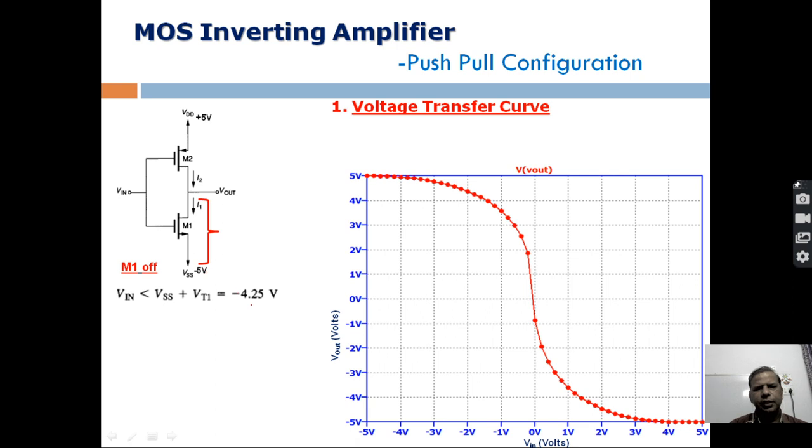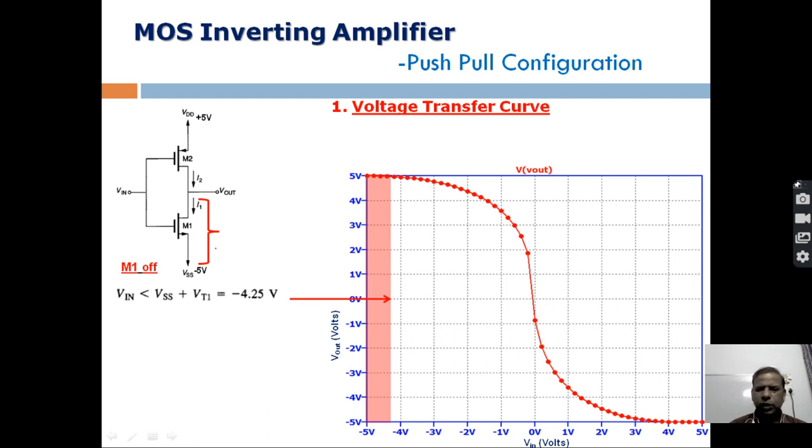So if we indicate this input voltage here, it will be somewhere here, right? And this portion is indicated here. So this is 4.25. Somewhere here there is 4.5, this is 4.25. So if the input voltage, from this condition, is less than minus 4.25, somewhere here, then M1 will be in the off state. Now we have to see whether it is in saturation or in the ohmic region.